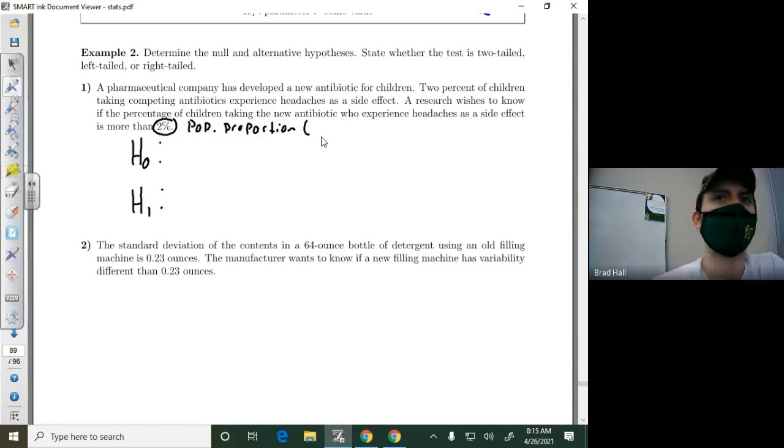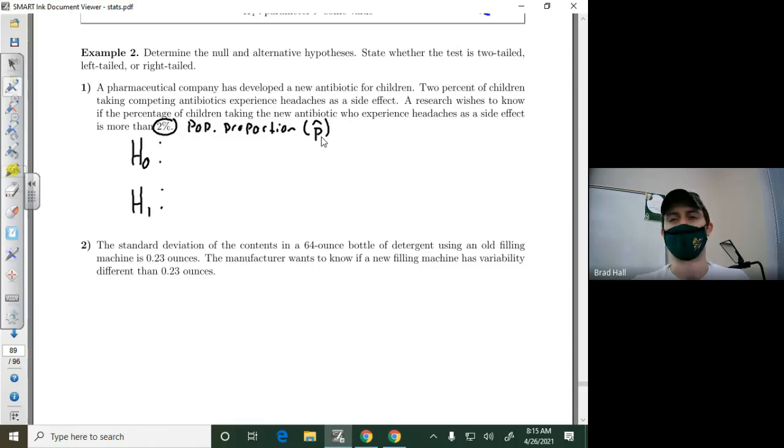Population proportion, which tells us which symbol to use. That's p with the hat on top. So that's what I'm leading up to. You need to know what symbol to use.